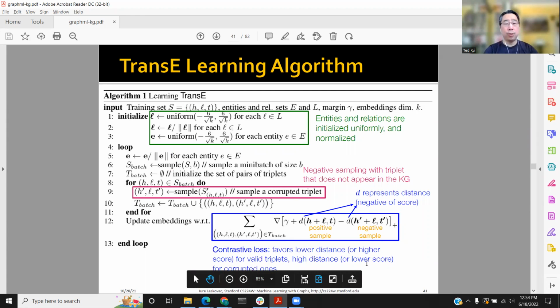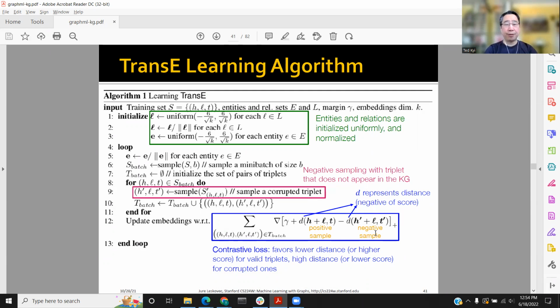Basically, you take positive examples from your data where you have your head plus your relationship, and you're comparing it to your tail. But they also train it on negative examples. As we've said, most of the time these negative examples are created by corrupting the tail. So you take the head, you add the relationship vector, and then you pick an alternate destination node that does not exist in your training data.